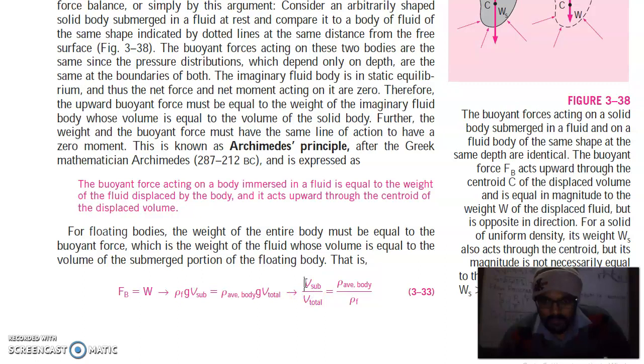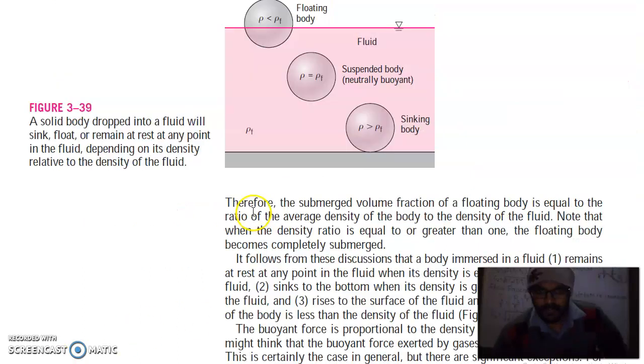So here we get the volume of the submerged body divided by the total volume equal to the average density of the body divided by the density of the fluid. This relation tells us what volume fraction of the body is submerged if the density of the body and the density of the fluid are given. Therefore, the submerged volume fraction of a floating body is equal to the ratio of the average density of the body to the density of the fluid.